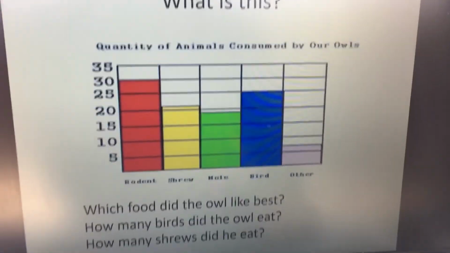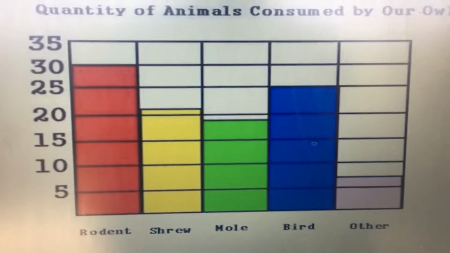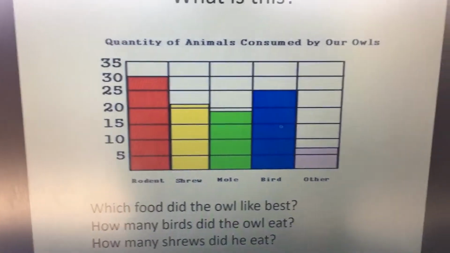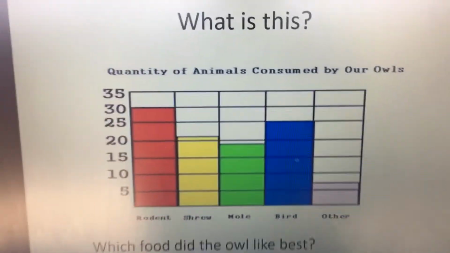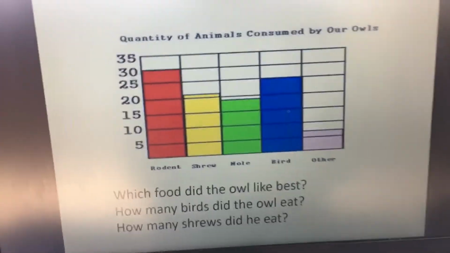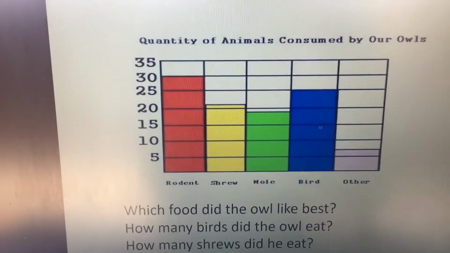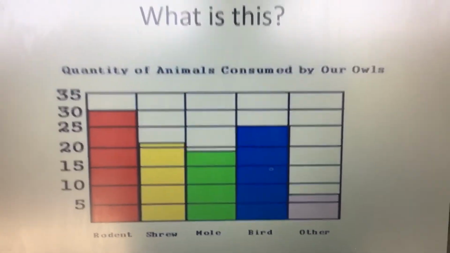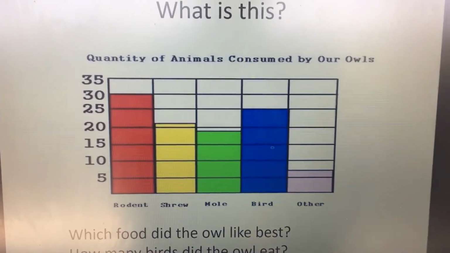Okay, moving on. Next question. What is this? What is that? If you said it's a graph or a bar chart, you would be correct. So, first question, which food did the owl like the best?